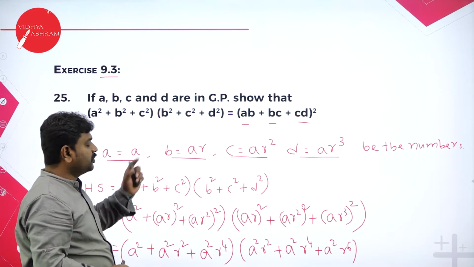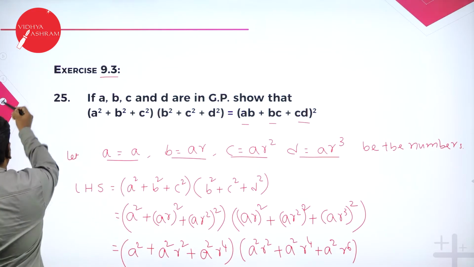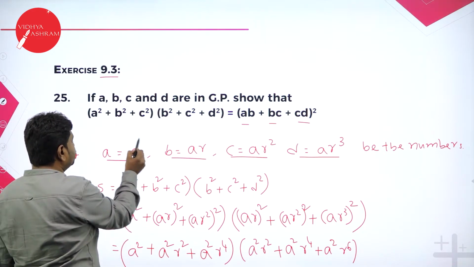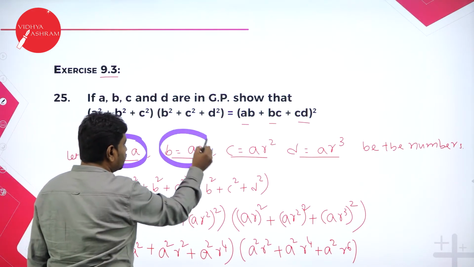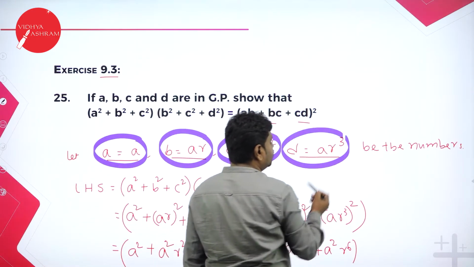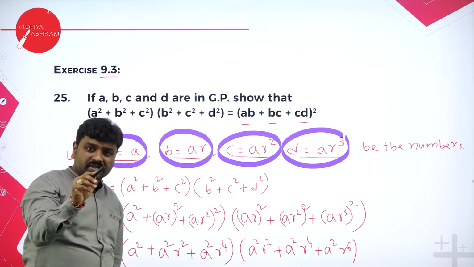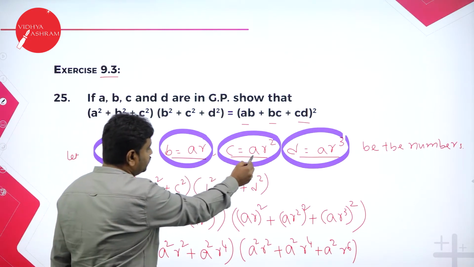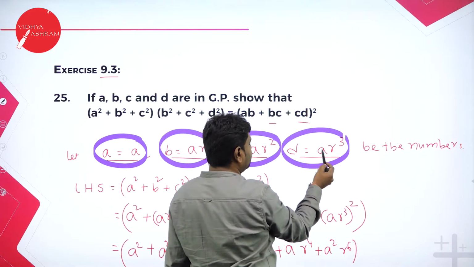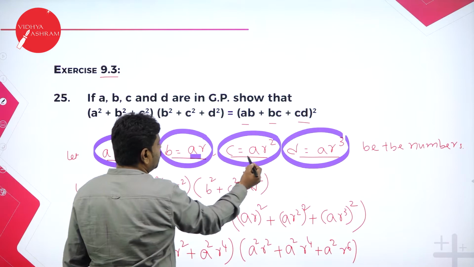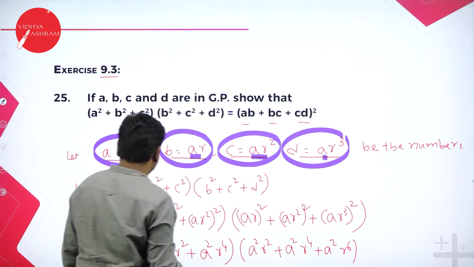But here the problem stands with assumption. See dear students, first we have to assume what the numbers are: a, ar, ar square, ar cube. So these are the numbers in GP. You know, if the numbers are in GP, they should have a common ratio. First is a, second a into r, third a into r into r, then like that. So a, b, c, d they gave. So we assumed a, b, c, d as a, ar, ar square, ar cube.